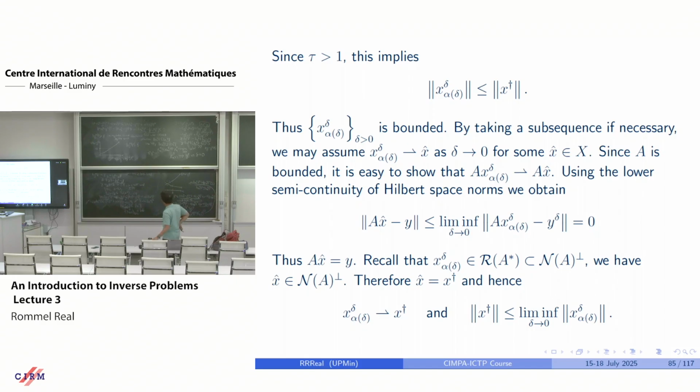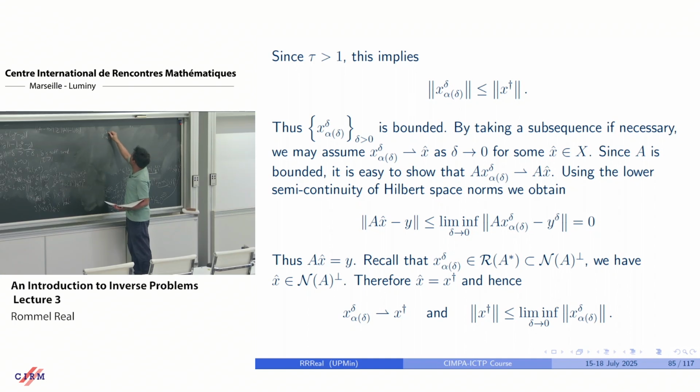And also by using the boundedness of A, it's also easy to show that the corresponding elements in terms of A, so you have x sub alpha delta.